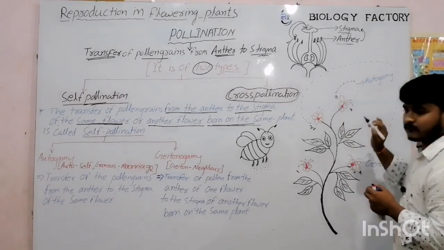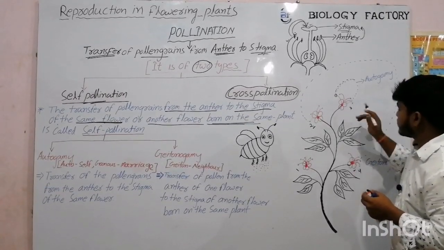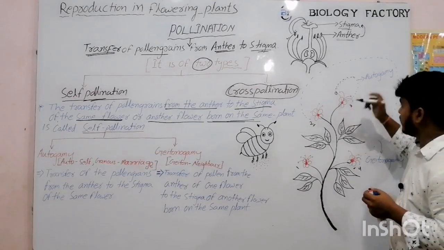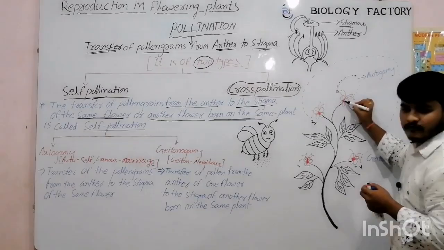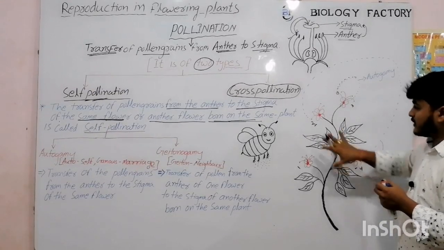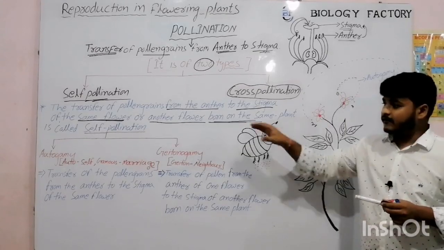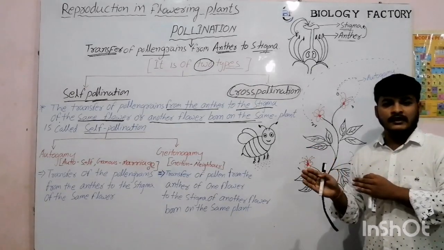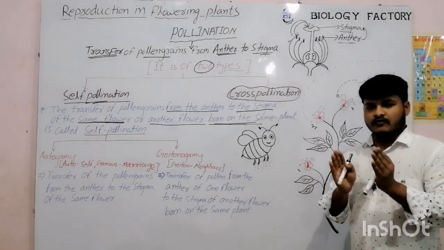So we are all clear on a basic thing: self-pollination takes place when, in number 3, the pollen grains are transferred from the anther to the stigma of the same flower, and next from the anther to another flower on the same plant. This simple process is known as self-pollination, and self-pollination is again divided into two types. One is autogamy, another is geitonogamy. These two things are quite easy.